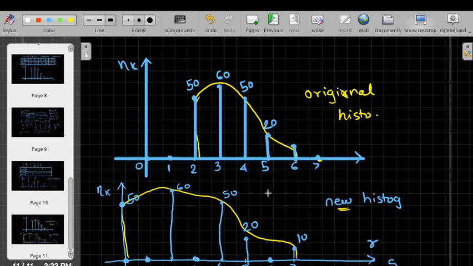So here in this session we have studied about histogram stretching.